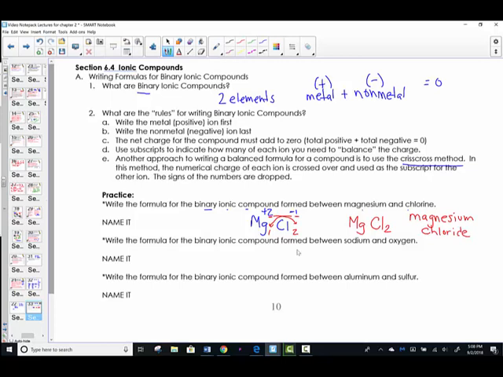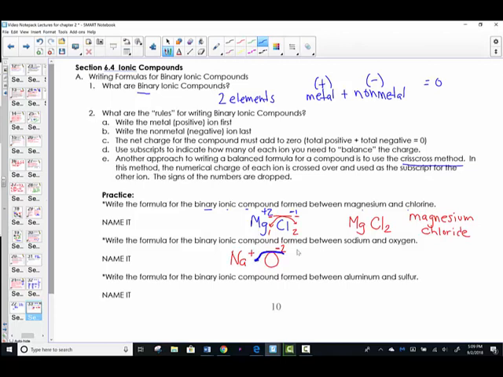Between the element sodium, we find its symbol as Na, and we know it carries a plus 1 charge. You find oxygen, and in the box we wrote that its charge is a minus 2. Now that comes quickly to me, but you have to sit there and stare at those elements until those charges become second nature. The plus 1 and the minus 2 do not add to 0, so we have to crisscross.